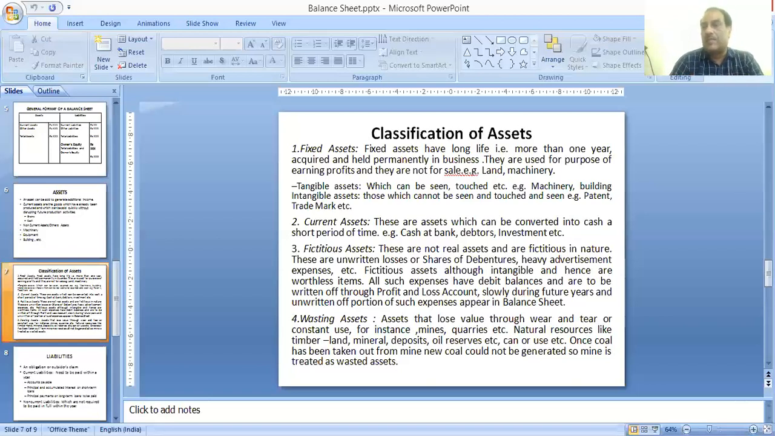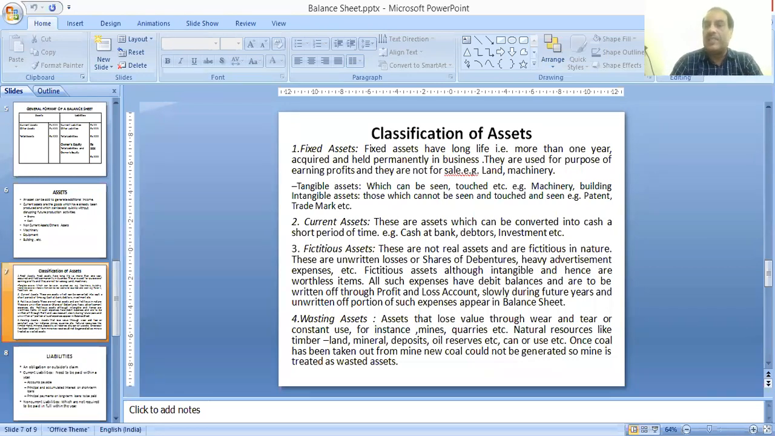Then tangible assets, which can be touched, which can be seen. Then we have current assets. These are assets which can be converted into cash in a short period of time. As far as cash at bank, debtors, investments, these are the current assets we have already discussed.